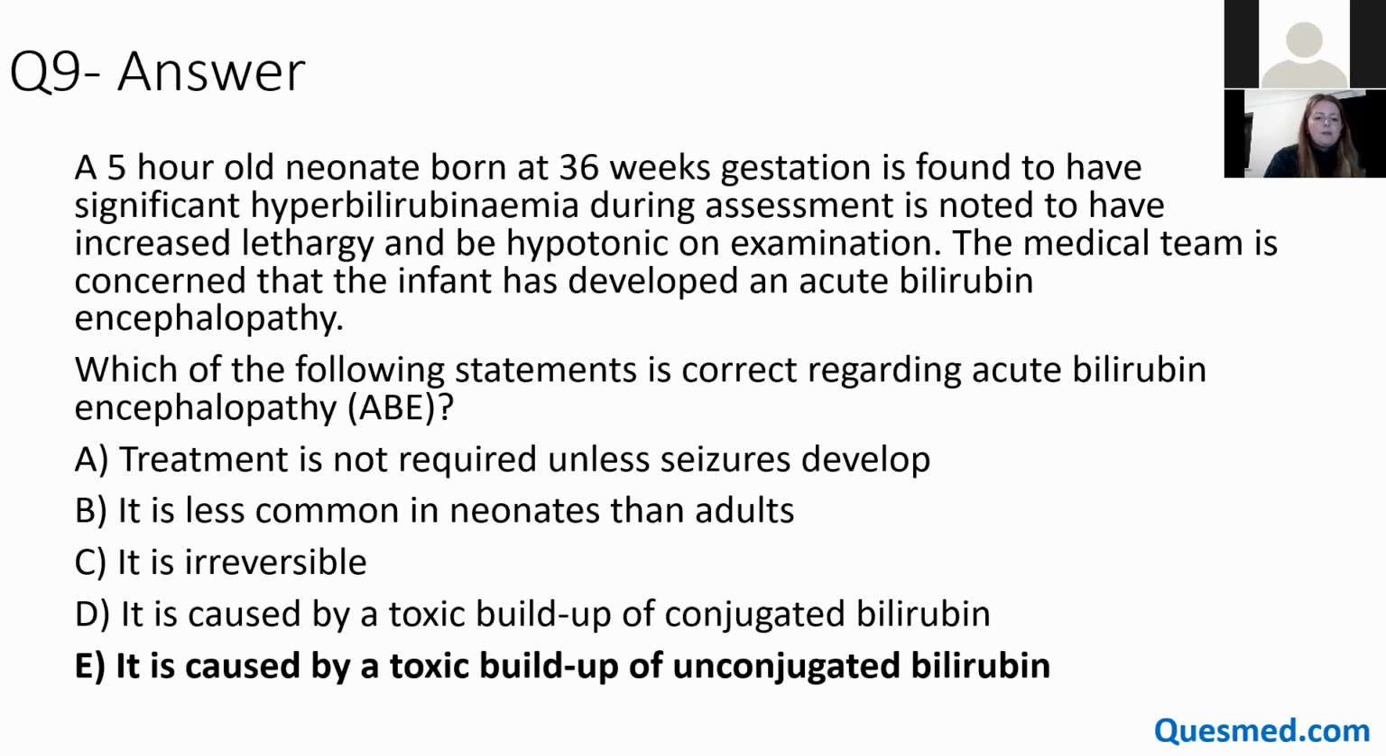A, treatment's not required unless seizures develop. That's incorrect. If you think that the child has developed acute bilirubin encephalopathy, whether or not there are seizures, you would obviously try and treat it. B, it's less common in neonates than adults. That's incorrect. It's actually more common in neonates than adults. That's because in neonates, particularly under 3 months, the blood-brain barrier is incompletely developed, and therefore there's higher risk of bilirubin crossing the blood-brain barrier.